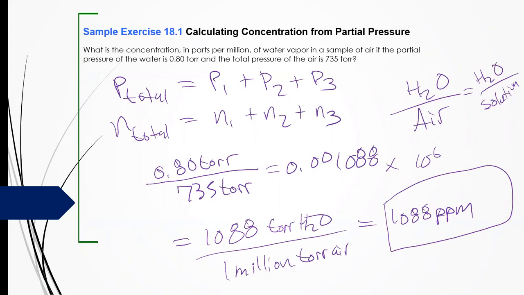So that's the same as multiplying 0.80 torr over 735 torr times 1,000,000 torr over 1 torr. Sorry, you wanted to keep it at 0.80 torr of water over 735 torr of air times 1,000,000 torr of air over 1 torr of water. So the units would cancel. Yeah, because this would still give us our ppm. The only thing is, that would all work out because these would end up multiplying, that would end up dividing. Yep, that is fine.